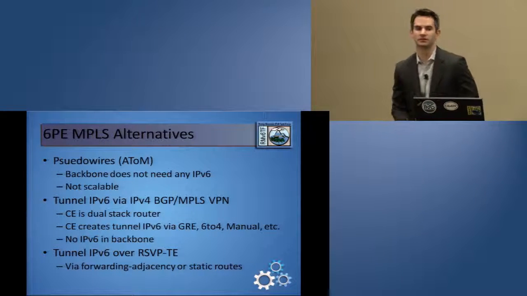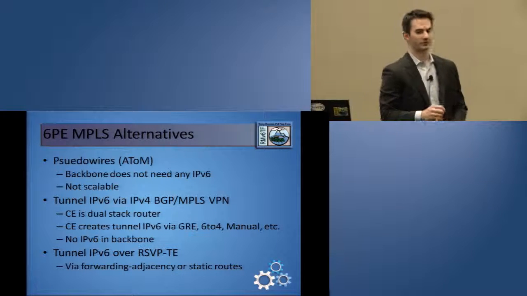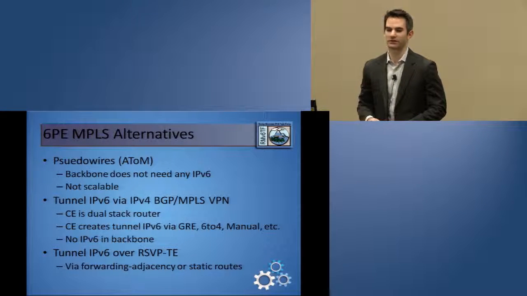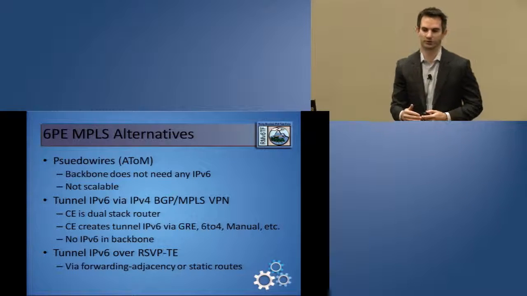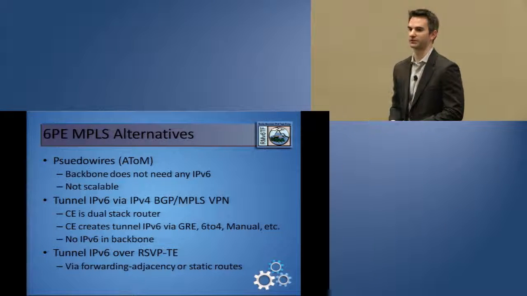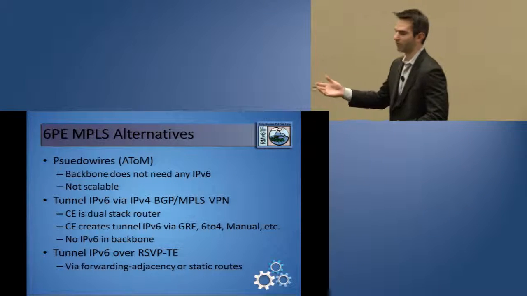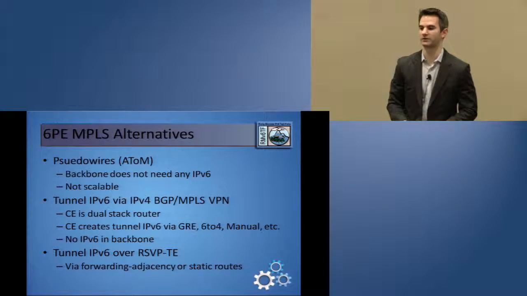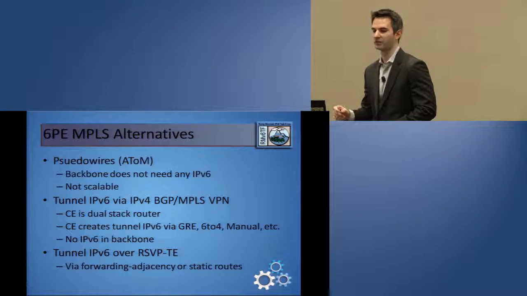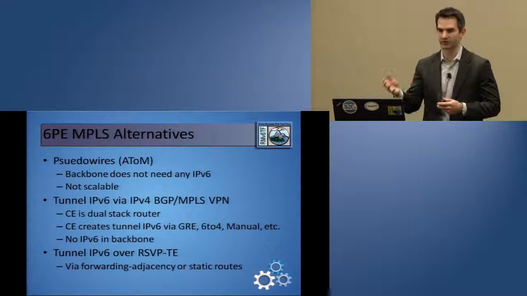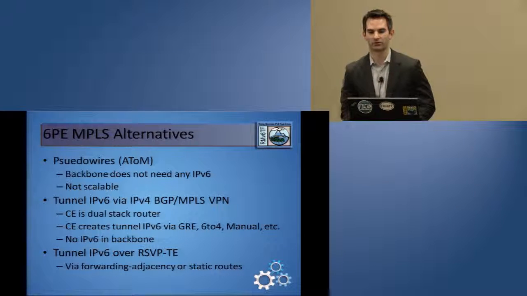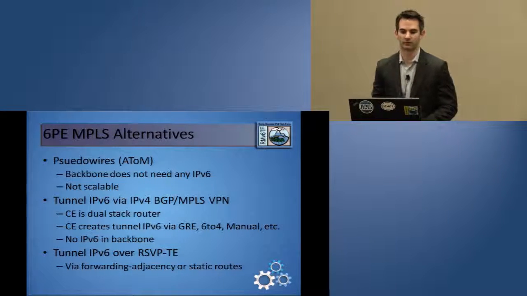Another thing you can do is tunnel the IPv6 information through just a regular old Layer 3 VPN, a BGP MPLS VPN. In this case, the customer edge router is the dual stack router. This puts more burden on them, obviously, and it may not be an acceptable solution. They may just want to send you the IPv6 information and let you handle getting it to another site. The CE also needs to create a tunnel for the IPv6. So they're dual stack, but then what they send to you is only IPv4. And they can use whatever method they want, being GRE, 6to4, any host of tunneling protocols.